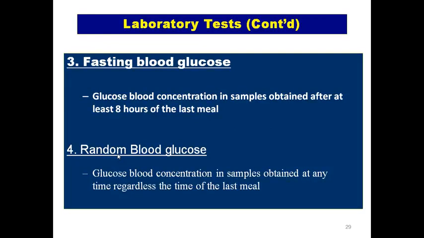Fasting blood glucose is the glucose blood concentration in samples obtained after at least 8 hours of the last meal. So 8 hours of fasting is a must for a fasting blood glucose. Random blood glucose is the glucose blood concentration in samples obtained at any time, regardless of the time of the last meal. So whenever you take the blood, regardless of the last meal. For fasting, it has to be 8 hours of fast.